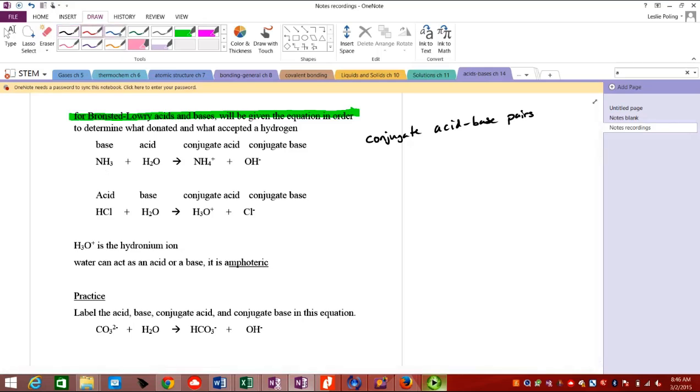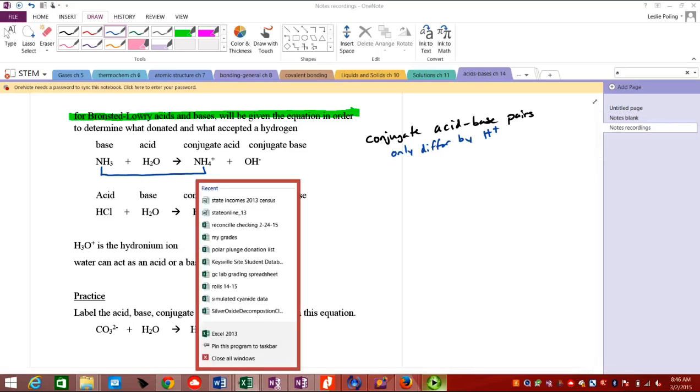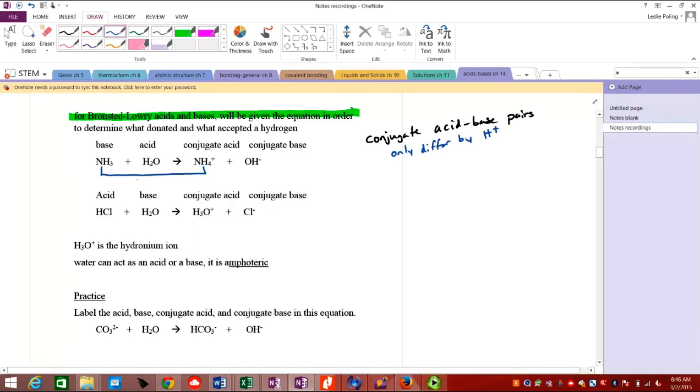So if we look here, NH3 is a pair with NH4+, because the pairs are only going to differ by one H+. So see NH3 going to NH4+, it added an H+. So NH3 is a hydrogen ion acceptor, which is why it's a base.